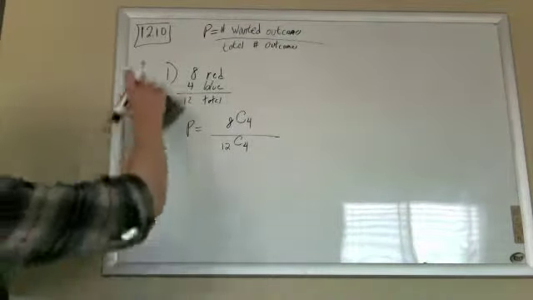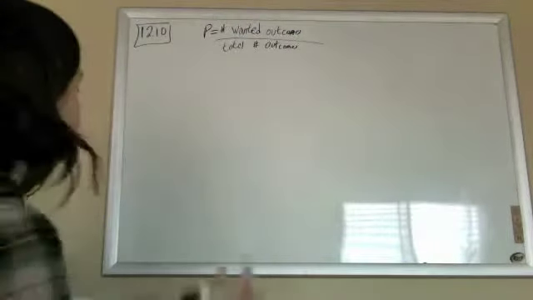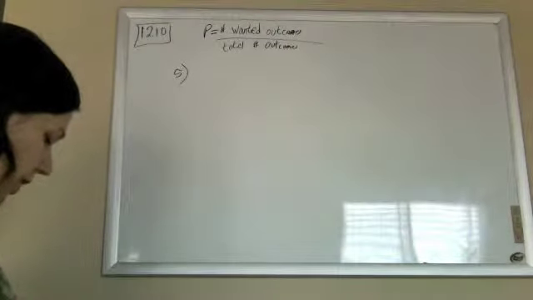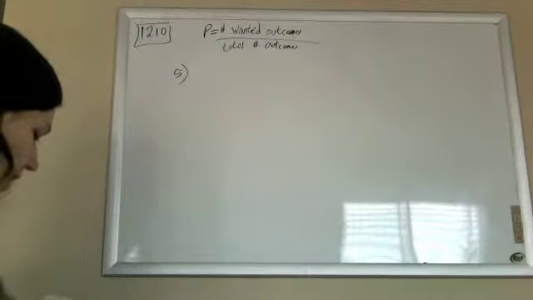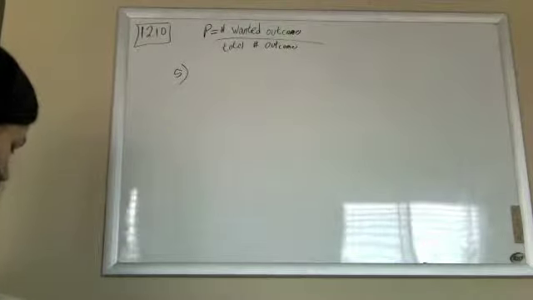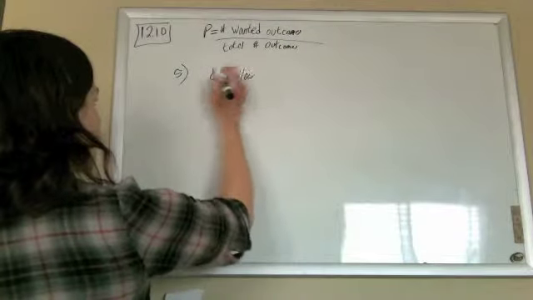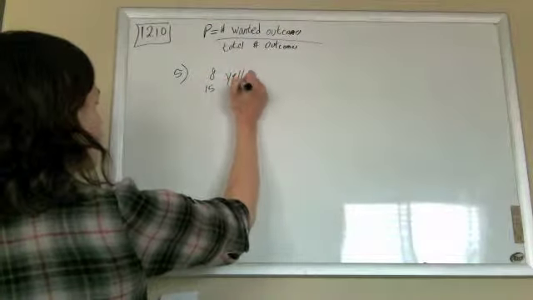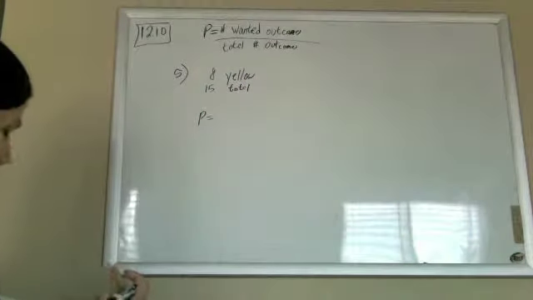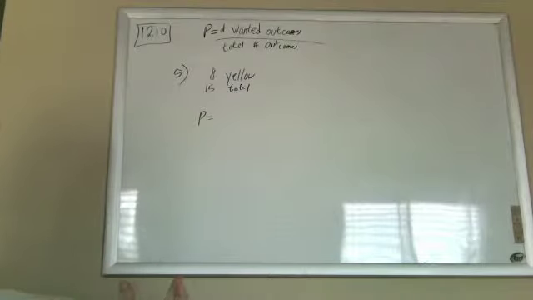And 5, we're doing the same thing. Five, they have a dog breeder who has 15 puppies, 8 of which are yellow. And so we have 8 yellow and 15 total. So they want the probability of getting yellow, and they're choosing 5 puppies.